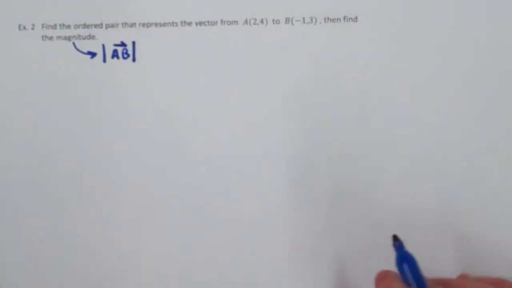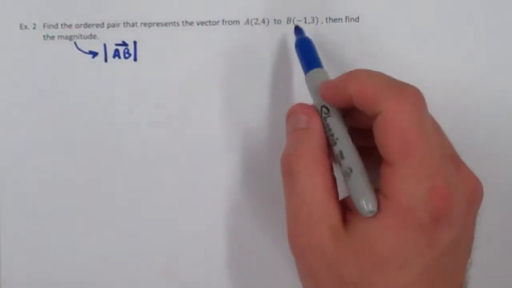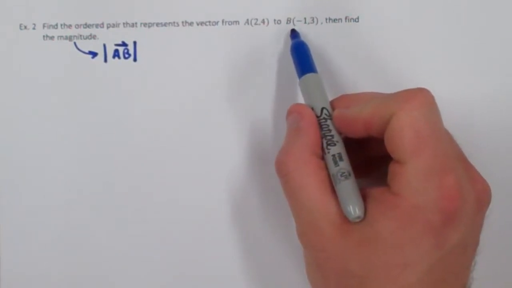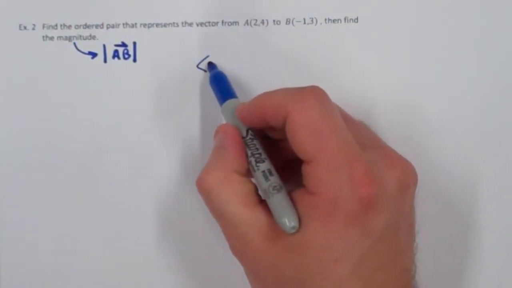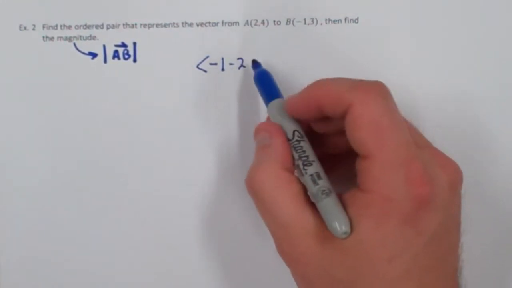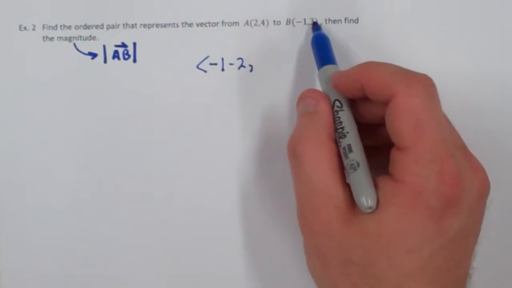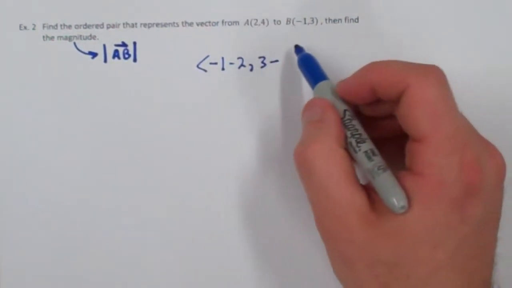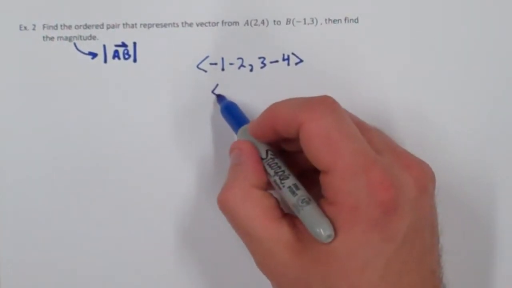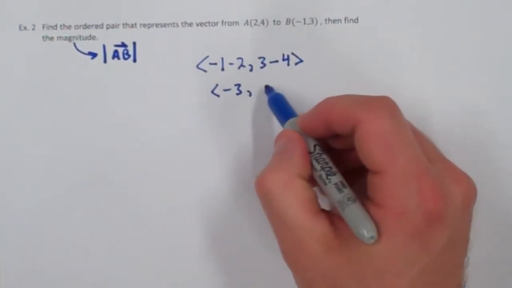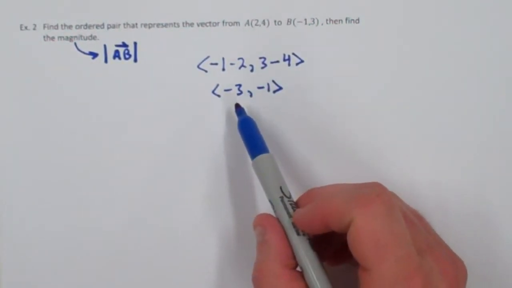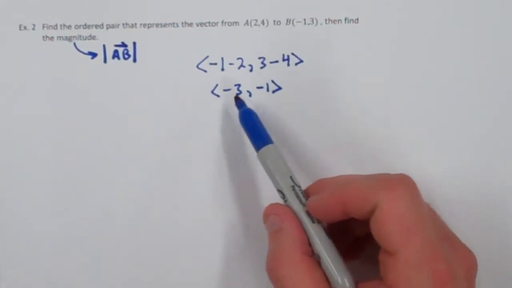To get this one done, we're going to start right here at the terminal point, and we're going to just subtract the x part of the initial point. We'll start at the terminal again and then subtract the y part this time. So we've got -3 and -1. These are the x and y components of this vector.